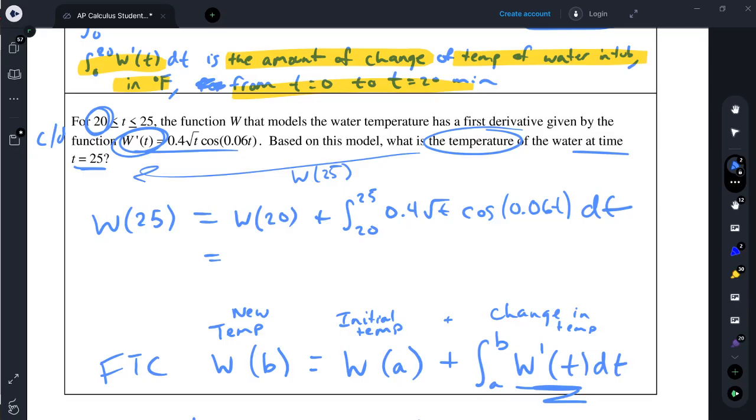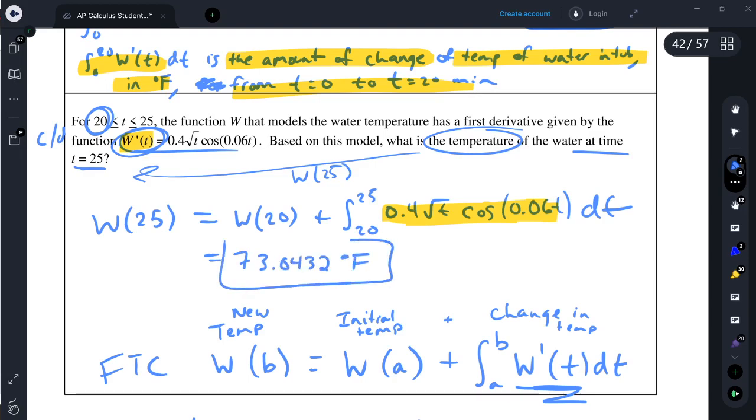And actually, to be honest, we didn't even have to write this. We could have just written w prime of t. But I already did, so we're good. So we get 73.0432, and our answer is in degrees Fahrenheit.